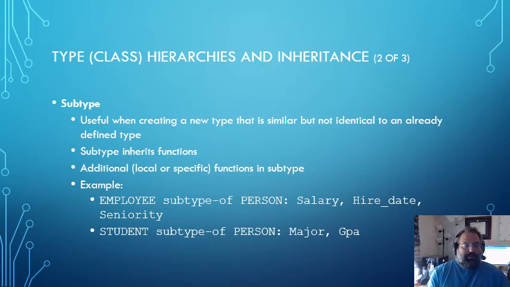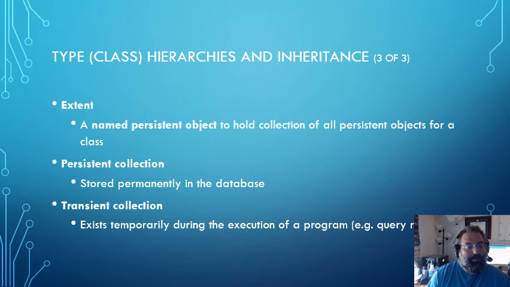A subtype is useful whenever creating a new type that is similar but not identical to an already defined type. That is, the new thing that you're creating is based upon something else. A subtype inherits functions, plus additional local or specific functions in the subtype. An example is that an employee is a subtype of a person. They have a salary, a hire date, and a seniority. A student is a subtype of a person that has a major and a GPA, and likely a person has something like a name and maybe some identifying capability, maybe a social.